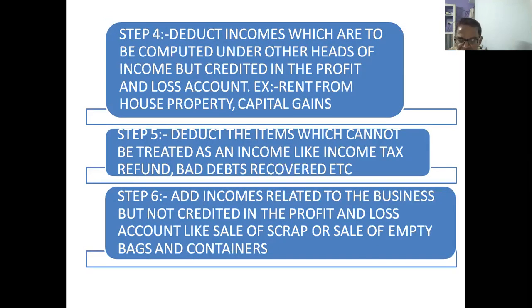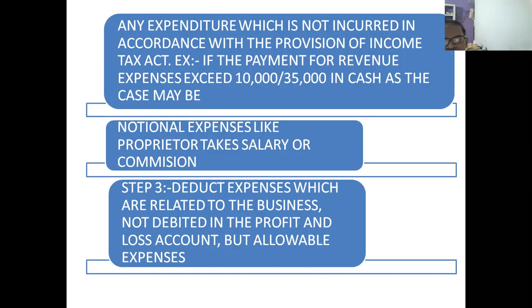For example, you're paying salaries to employees, but that is not shown on the debit side of the P&L account. That is shown in adjustments. So you have to deduct those expenses. Similarly, any expenses paid in cash below 10,000 or below 35,000, whatever the case may be, that are not shown in the P&L account but shown in adjustments, you have to deduct.